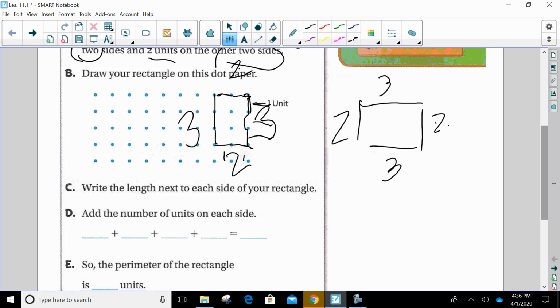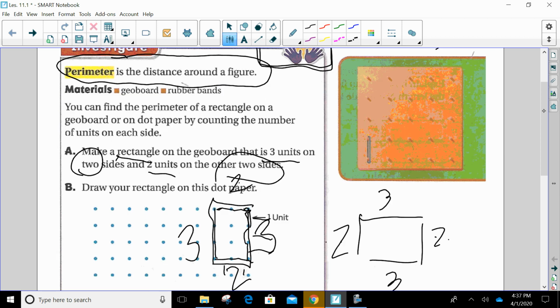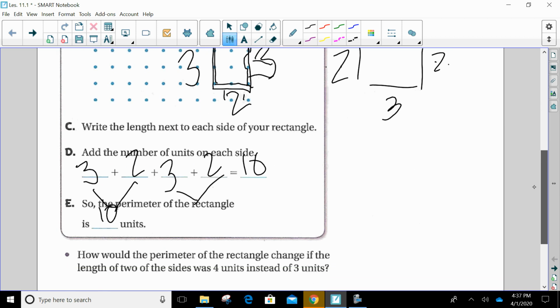Okay, now let's go down and let's figure out what that has to do with perimeter. We're going to write the length next to each side of your rectangle. We did that, okay? Now we're going to add the number of units on each side. So we have 3, we have 2, we have 3, and we have 2. We're going to add them up. So 3 plus 3 is 6, 6 plus 2 is 8, 8 plus 2 is 10. So the perimeter of the rectangle is 10 units, okay? So all we did is say 3 plus 2 plus 3 plus 2. That's all perimeter is. That's all you're doing is adding up the sides.